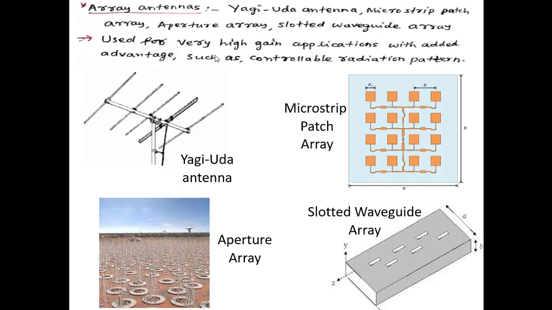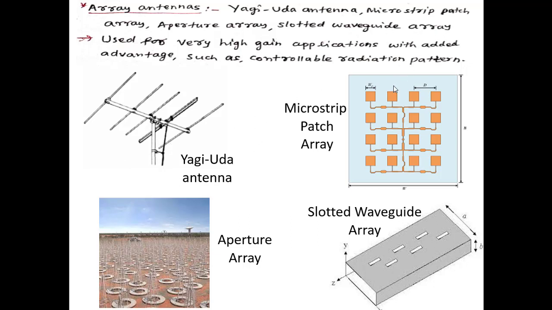So array antenna, first one is Yagi-Uda antenna. It consists of dipole antenna, and these are the director antenna elements, and this is a reflector element. These are olden days. These are used for television.